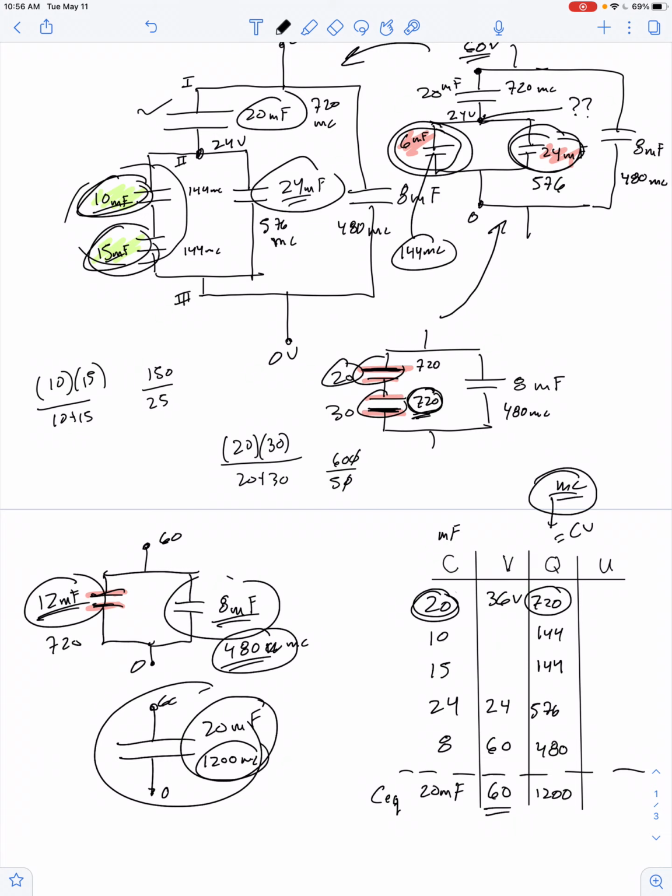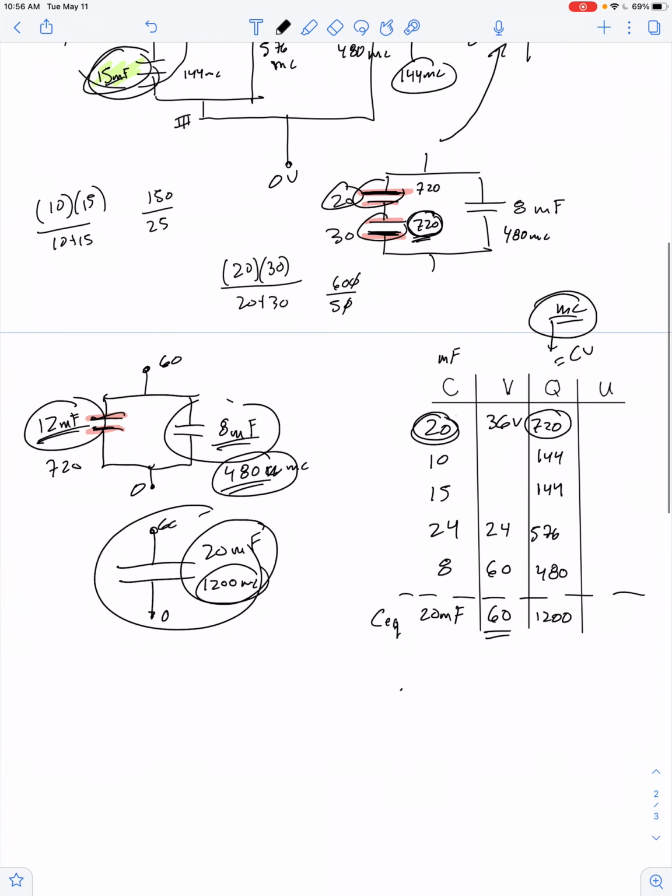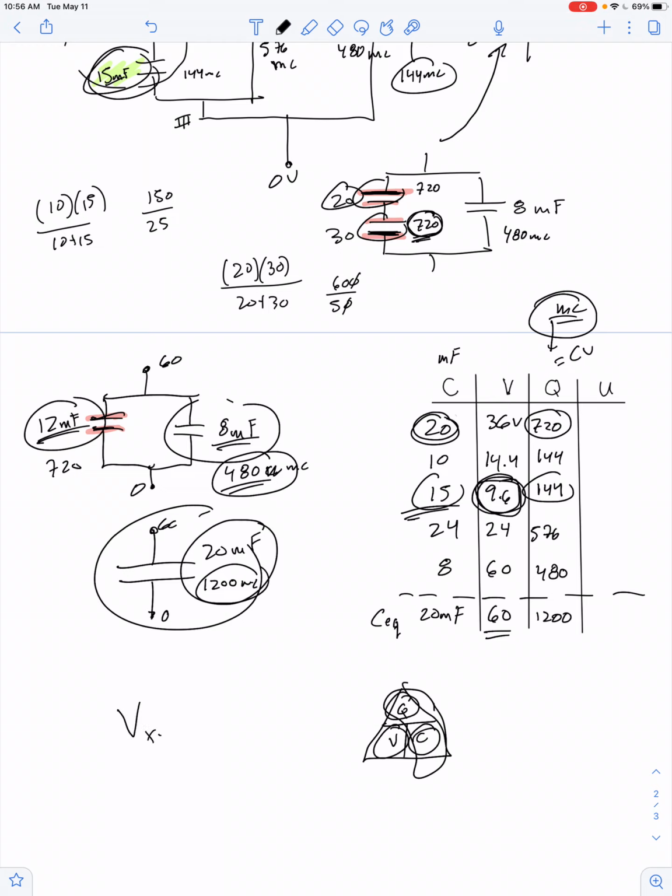So, if we, again, just use our equation, Q equals VC, trying to solve for potential difference is a matter of dividing the charge on any particular capacitor by the capacitance of that particular capacitor. So we divide 144 by 10 and we get 14.4. We divide 144 by 15 and we get 9.6. Remember that's the answer we were looking for. If we can find the potential difference across the 15 millifarad capacitor, we have found the value of Vxy.